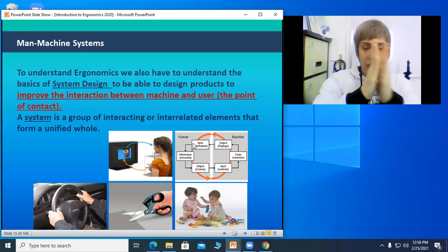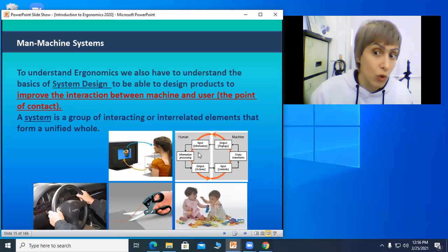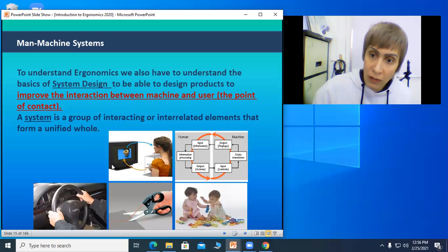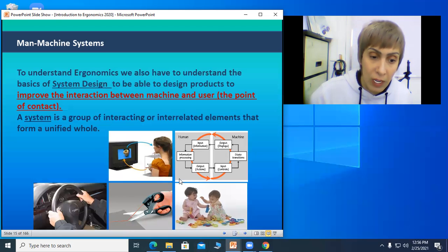So look at this. There's always a side for the machine and a side for the human. And there is an interaction between these two going on. This is a system, okay? So this is a system. Look at this, the children playing with the toys. They are touching them. They are interacting with the toys. This becomes a system. The human hand with the scissor doing a task. Together, they are interacting. They are a system. Human driving a car. This is a system.